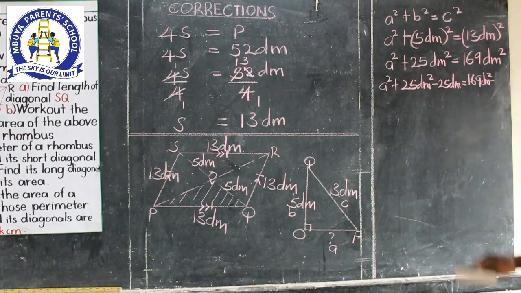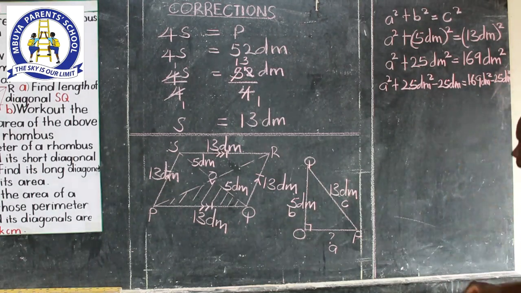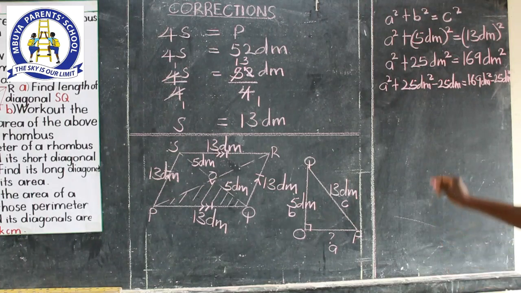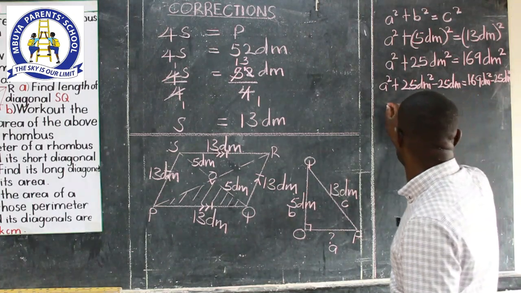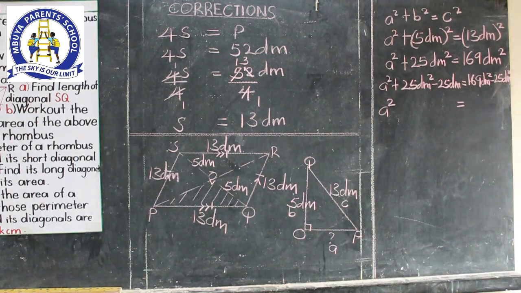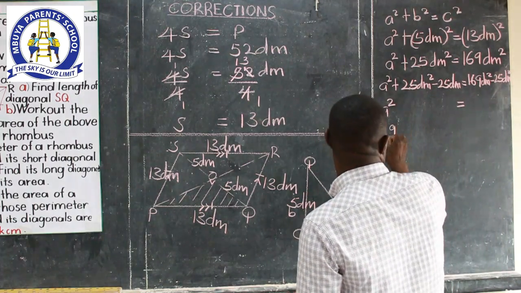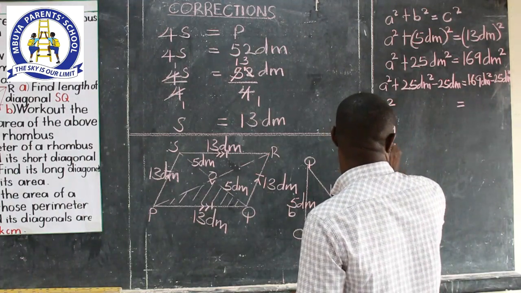Sorry, we are now collecting like terms, so 25 will come this way, 25 square decimeter. So when 25 is taken away from 25, we remain with 0. So on this side, we are remaining with A squared, which will give us 169 minus 25, which we can put vertically if you want.